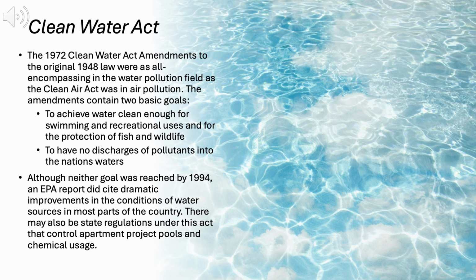Clean Water Act. The 1972 Clean Water Act amendments to the original 1948 law were as all-encompassing in the water pollution field as the Clean Air Act was in air pollution. The amendments contained two basic goals: to achieve water clean enough for swimming and recreational uses and for the protection of fish and wildlife, and to have no discharges of pollutants into the nation's waters. Although neither goal was reached by 1994, an EPA report did cite dramatic improvements in the conditions of water sources in most parts of the country. There may also be state regulations under this act that control apartment project pools and chemical usage.